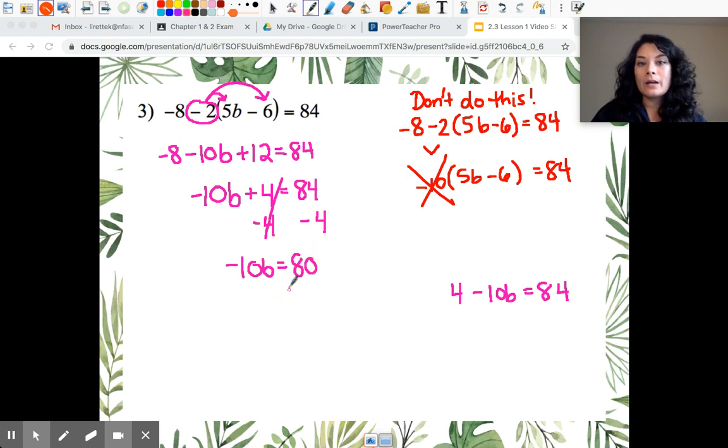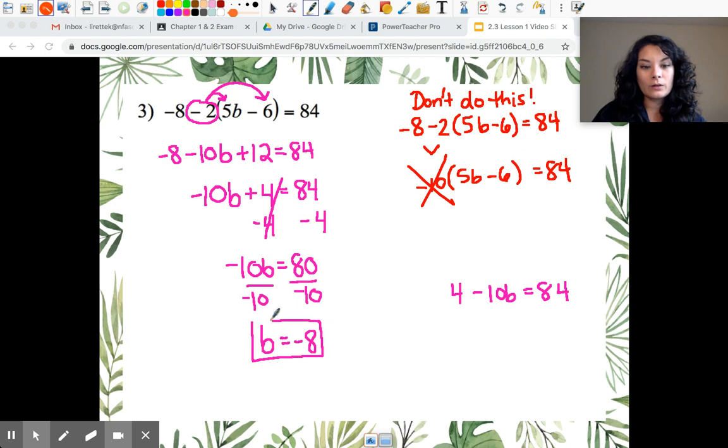And the last step is to multiply or divide. The number's touching the variable, which means multiplication. So I'm going to divide both sides by negative 10. Remember, when you multiply or divide, you don't change the sign. You leave it the same. 80 divided by negative 10. Hopefully you can do that in your head. 80 divided by 10 should give us 8, and it should be a negative because my signs were different.